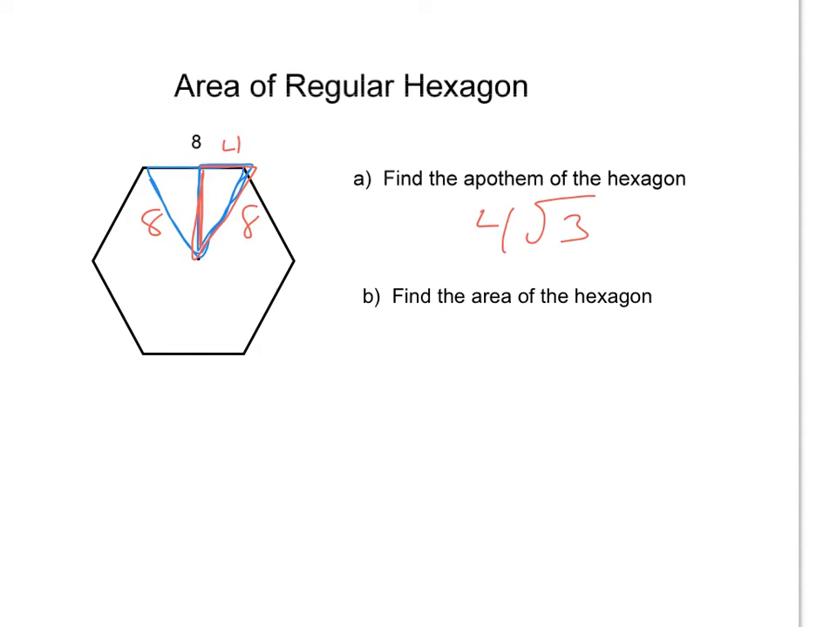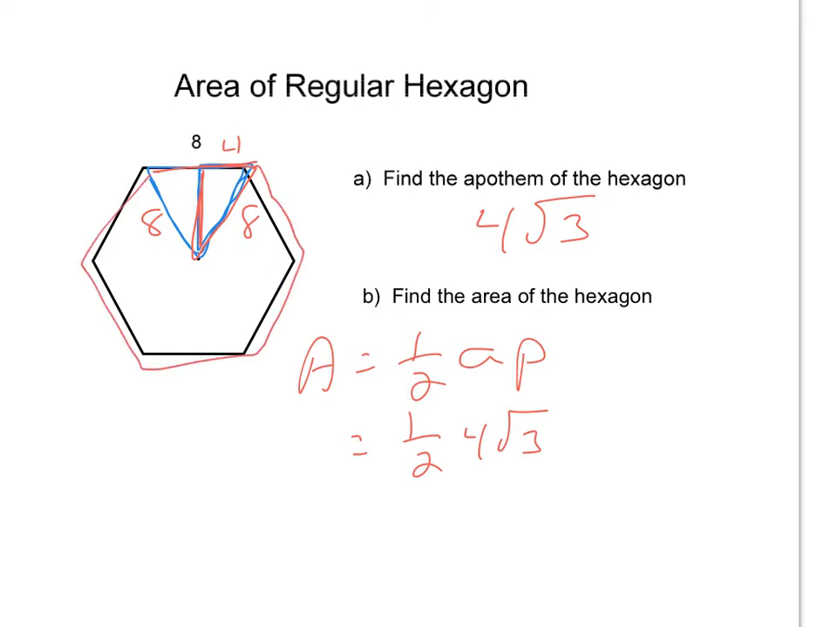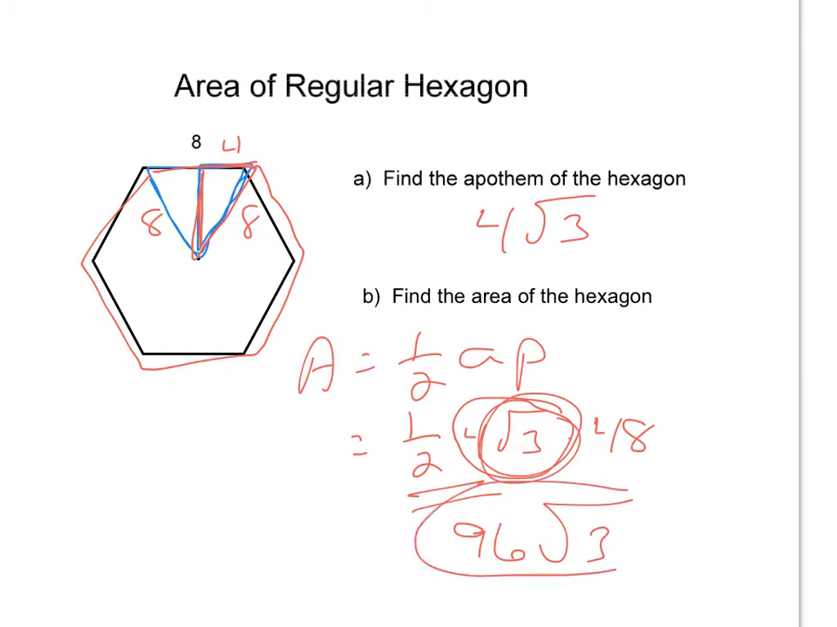Okay, so now I can find the area of my hexagon using the area equals 1/2 AP formula. 1/2 is 1/2. My apothem is 4 root 3. And my perimeter is 8 times 6 sides. My perimeter is 8 times 6, which is 48. So now let's do some multiplication. 1/2 of 4 is 2. 2 times 48 is 96, and I still have my root 3 kicking around right there. So it's 96 root 3, and there's my final answer.